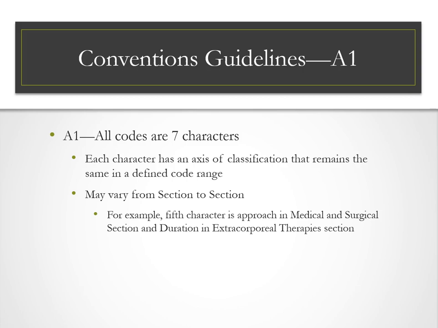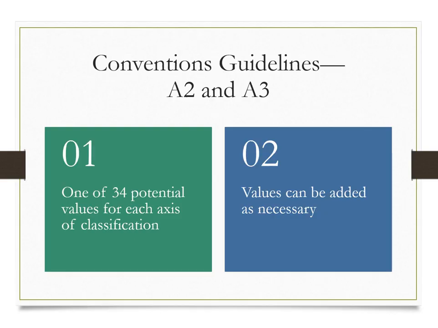These characters are going to vary from section to section. So what that means is, in different sections, they have different meanings. Guideline A2 speaks to the fact that one of 34 possible values can be assigned to each axis of the classification in a 7-character code. You see that again? All ICD-10 PCS codes must be 7 characters.